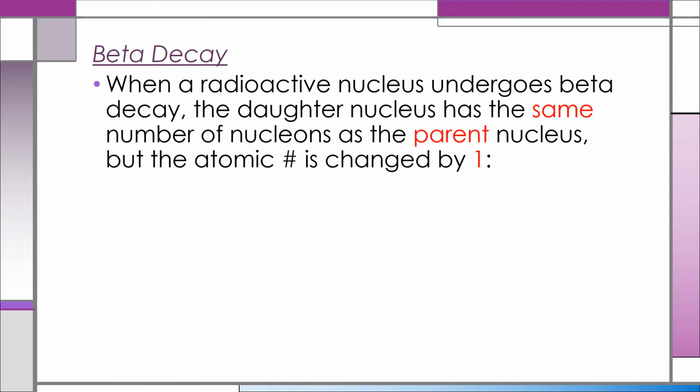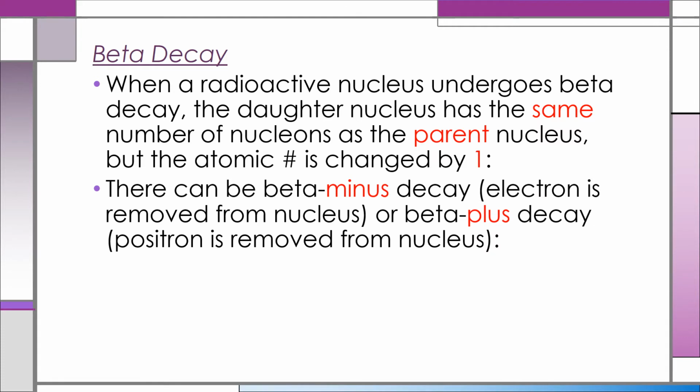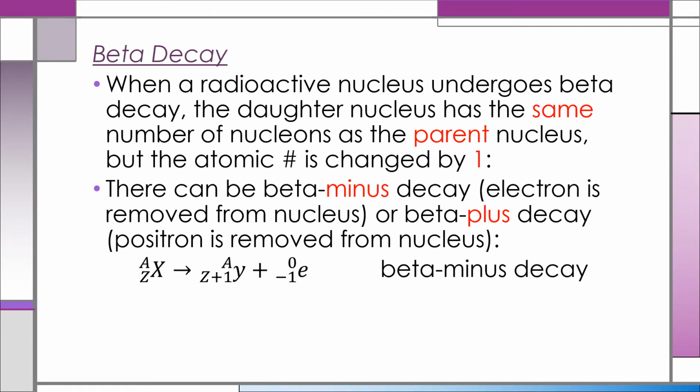All right, let's talk a little bit about beta decay and what we would expect there. When a radioactive nucleus undergoes beta decay, the daughter nucleus has the same number of nucleons as the parent nucleus, but the atomic number is changed by 1. There can be a beta minus decay or a beta plus decay, which we talked about in a previous video. So here's what happens, right?